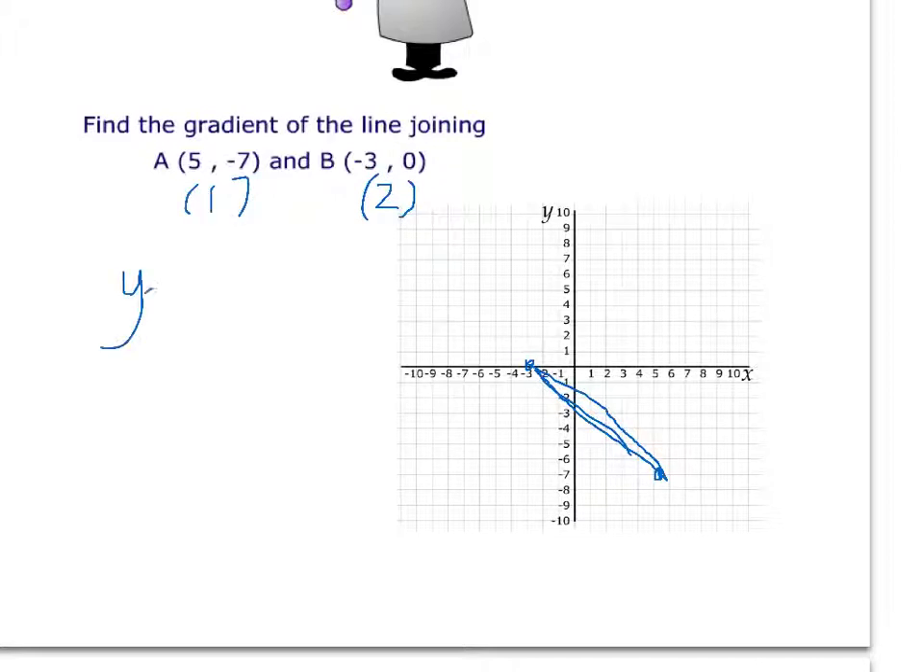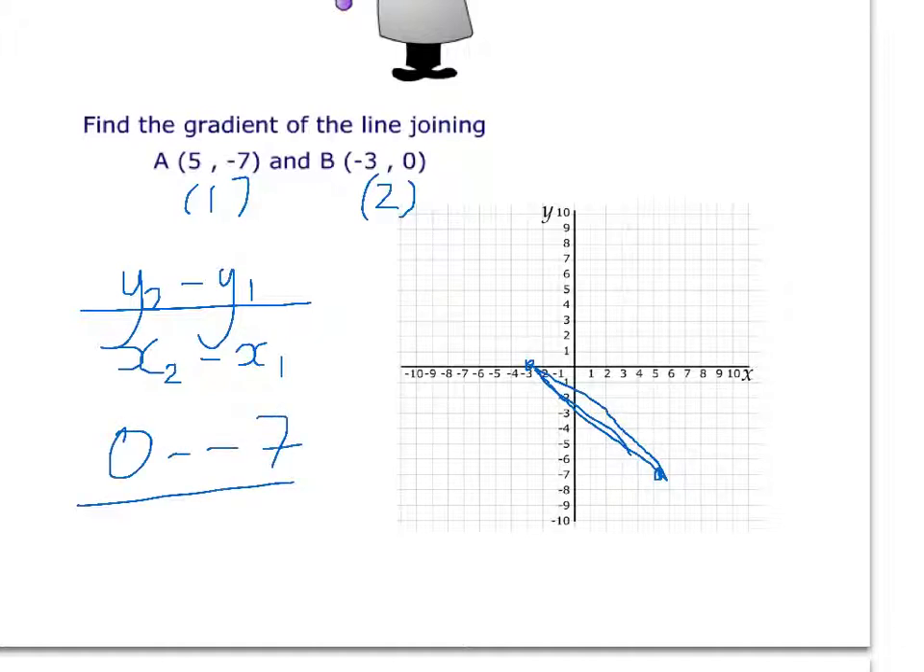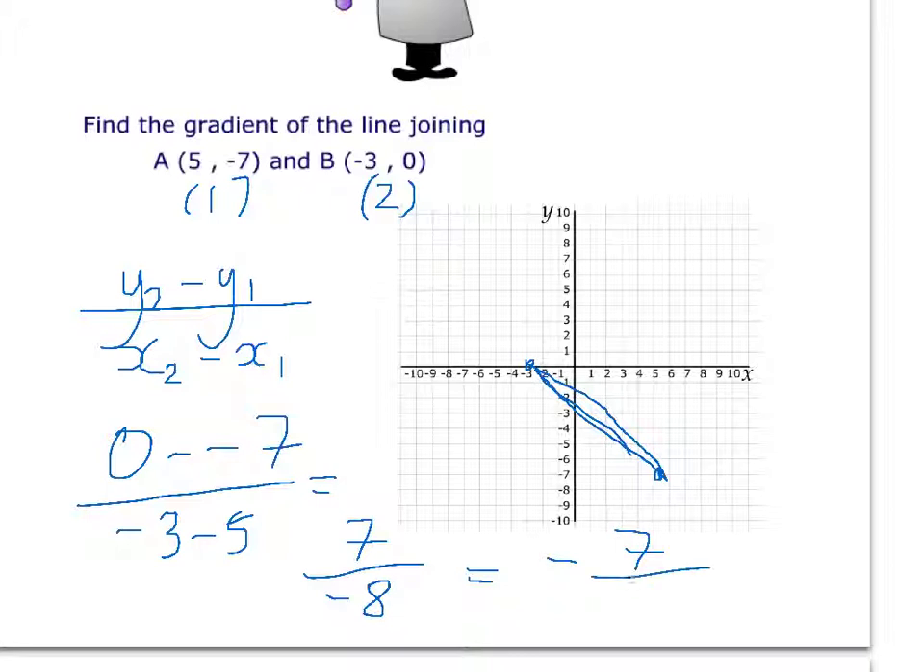So I'm going to do y2 minus y1, the change in y, divided by x2 minus x1, the change in x. So y: 0 take away minus 7, over minus 3 take away 5. Now remember, a minus minus gives you a positive, so that's 7, and minus 3 minus 5 is minus 8. And just tidying that up is minus 7 over 8. Now that is the gradient of the line joining those 2 points together.